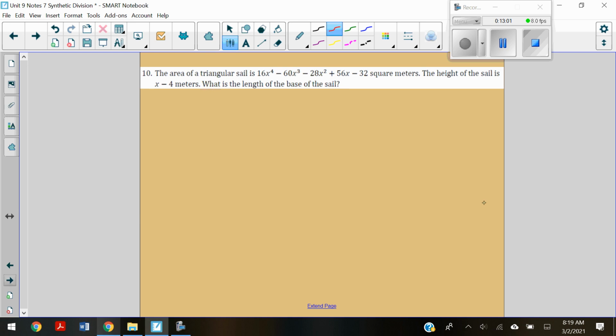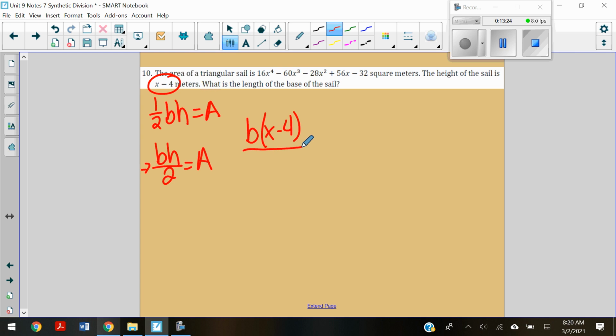Okay, area formula for a triangle. We can either say 1/2 base times height is equal to area, or we can say base times height divided by 2 is equal to area. I'm just going to pick this second one. It doesn't matter, they're both the same. So we are looking for the base. They give us that the height is x minus 4, divided by 2, and that is equal to the area: 16x to the fourth minus 60x to the third minus 28x squared plus 56x minus 32.